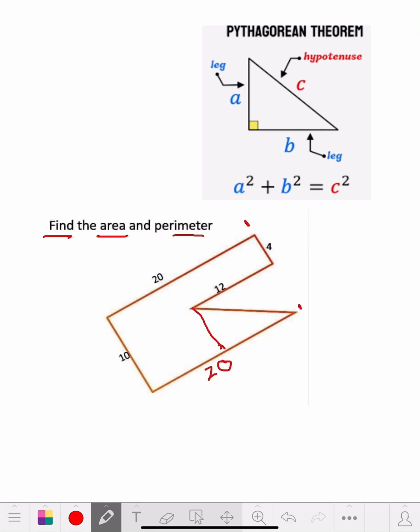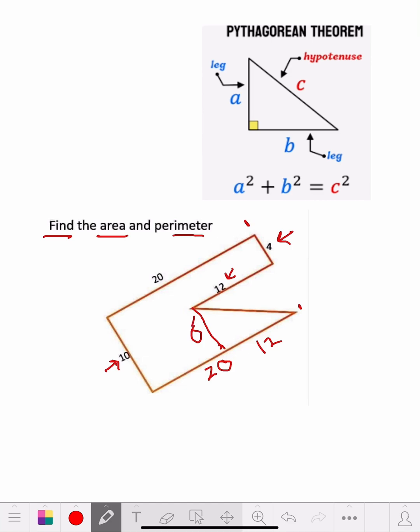Well, they told us that this one here is 12, and this one here is 20. So if that's 12, that means this must be 12, because I drew a straight line down. And now they told us that this was 10 here, and they told us that this was 4 here. So what's the difference between 10 and 4? It's 6. So I got two legs of the triangle: a 6 and a 12.